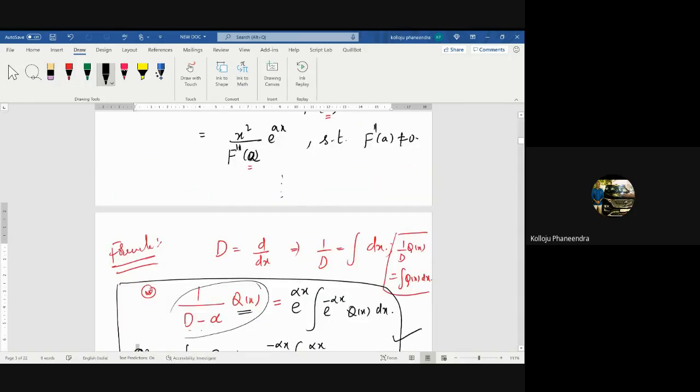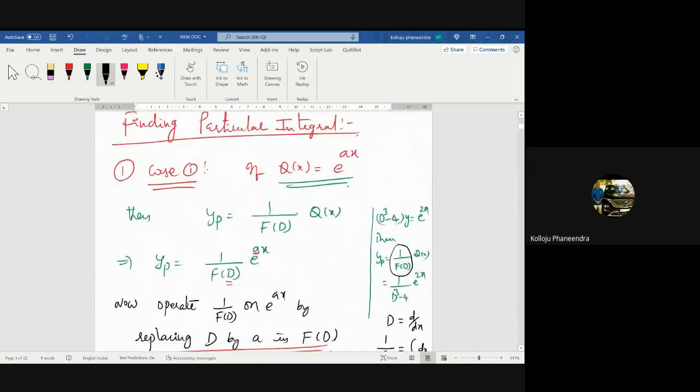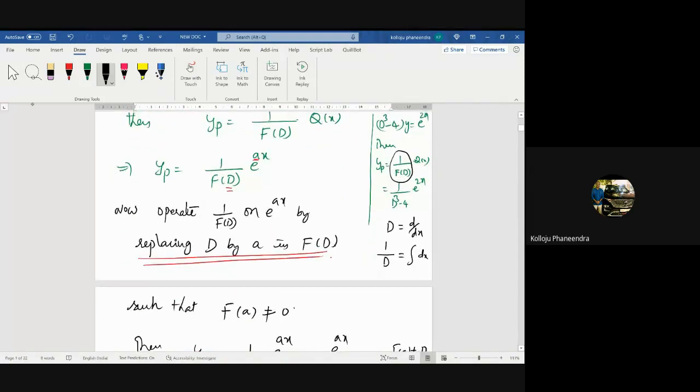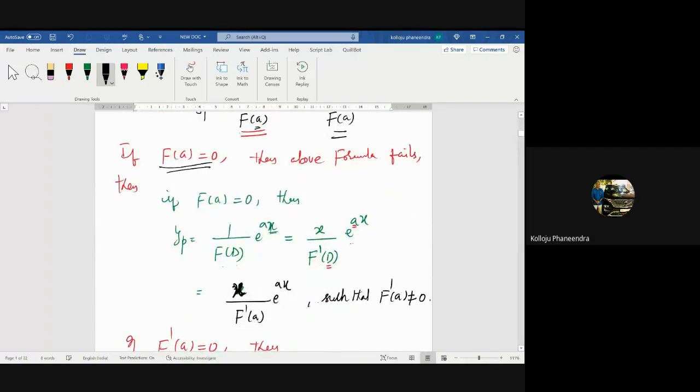Now this is about e power ax. Any doubts? Once again, e power ax means first you apply 1 by f of d on e power x by replacing d by a. If it is not 0, that is fixed. That is the answer. If it is 0, what is the principle?